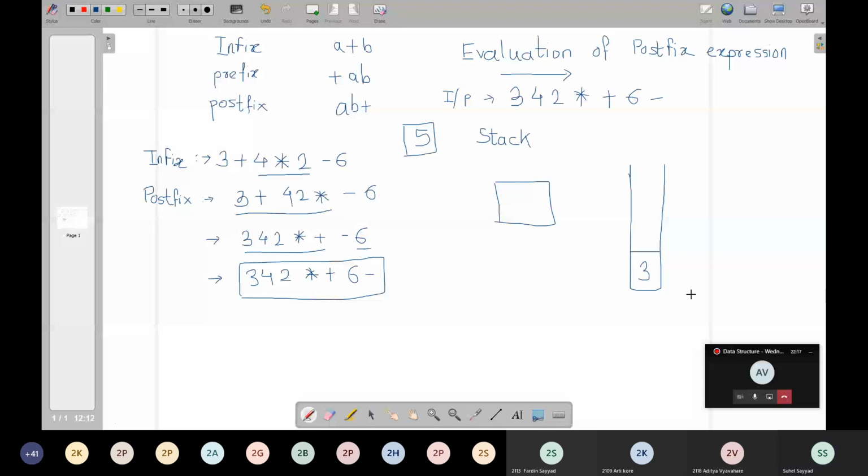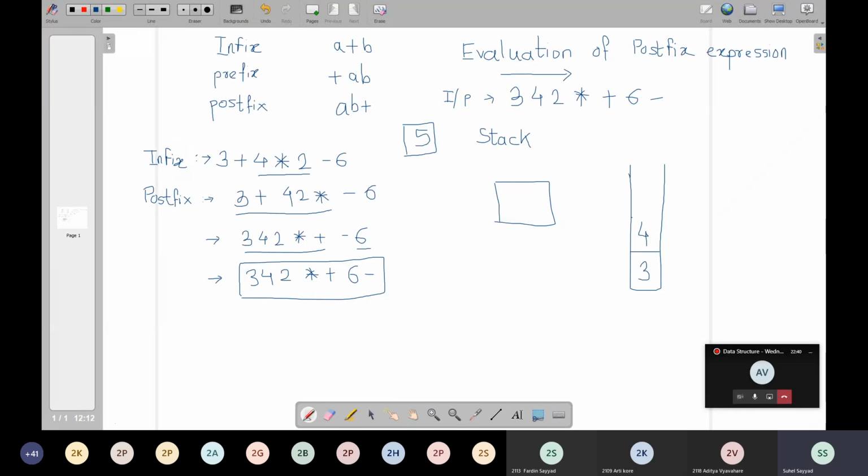Okay. Next we scan the second symbol, that is 4. Again, is 4 an operator or operand? Yes, it is an operand. So what is the rule? The rule says that we have to push it on the stack. So 4 will be placed above 3. This is very important. Placement of symbols is very important on the stack.